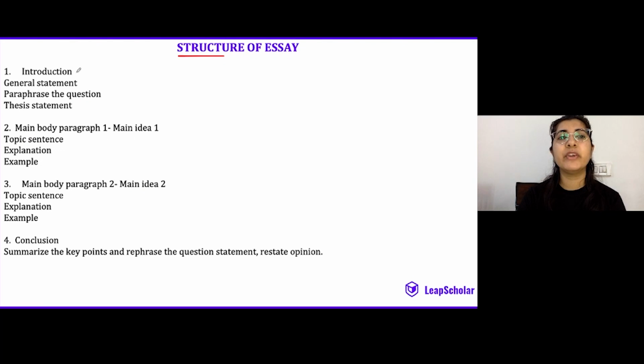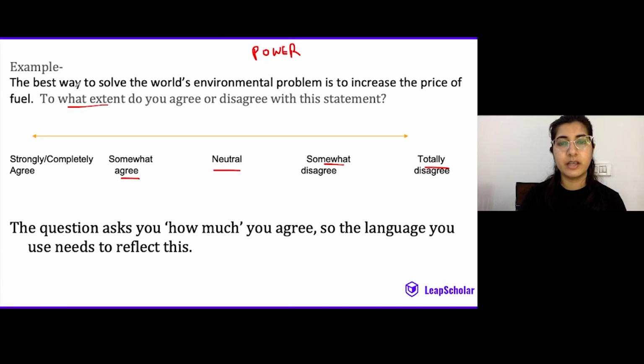Think about what I am going to mention in my introduction. So in your introduction, how do you write it? You write a general statement. What is a general statement? Let me explain in very simple terms. Let's go back to the question once. If in one word I asked you, what is the theme or the topic of this essay? In one word, what would you say? Did you say environment? Perfect.